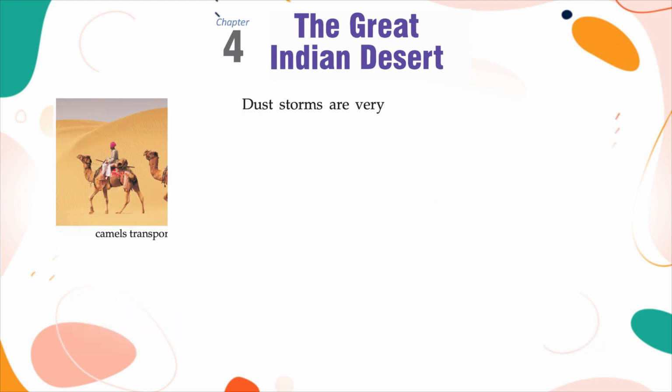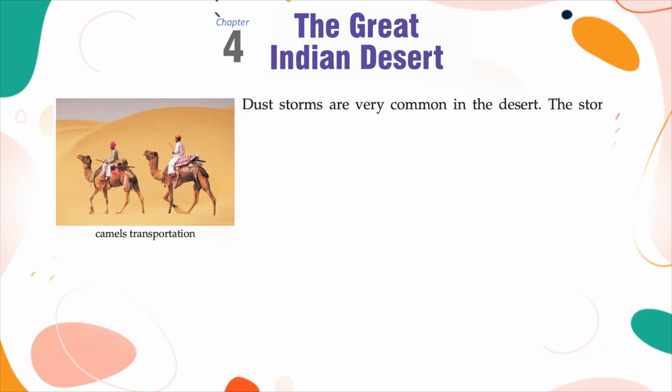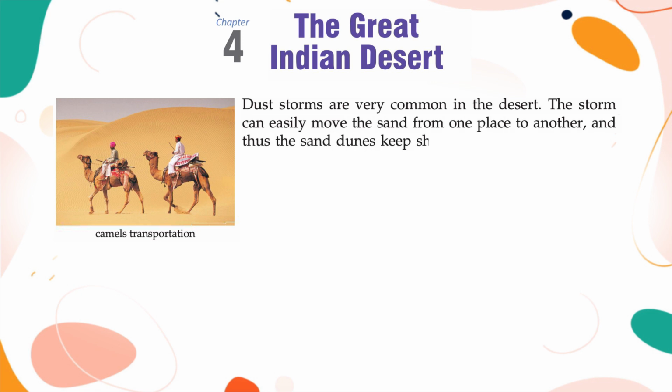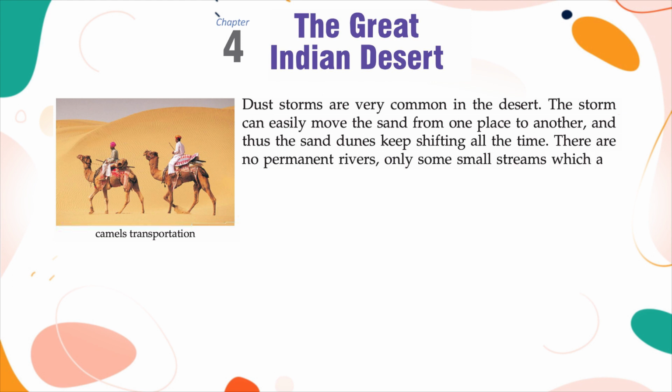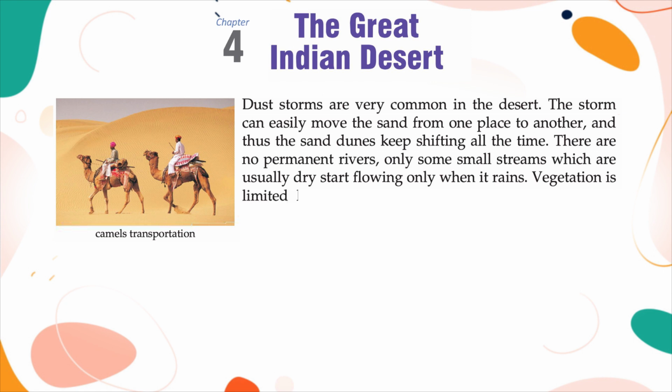Dust storms are very common in the desert. The storm can easily move the sand from one place to another, and thus the sand dunes keep shifting all the time. There are no permanent rivers, only some small streams, which are usually dry, flowing only when it rains. Vegetation is limited here. However, there are scattered bushes and thorny shrubs.